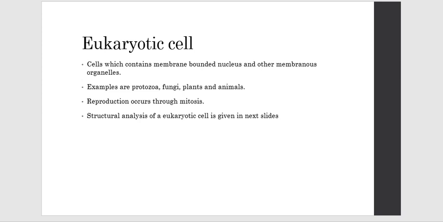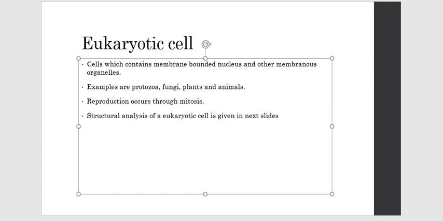For example, protozoa, fungi, plants, and animals all are eukaryotic because they all have a membrane-bound nucleus and other membranous organelles. Their reproduction occurs through mitosis, in which the spindle fibers and centrioles are involved in the segregation of the chromosomes, and then cytokinesis takes place and results in the formation of two daughter cells from one parent cell. We will discuss it in the next lectures.